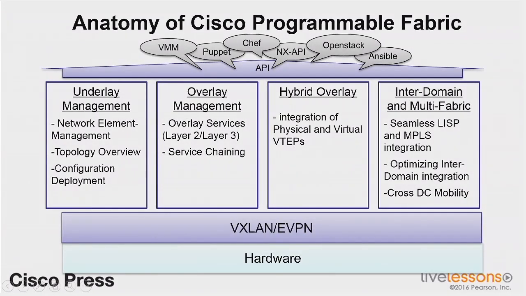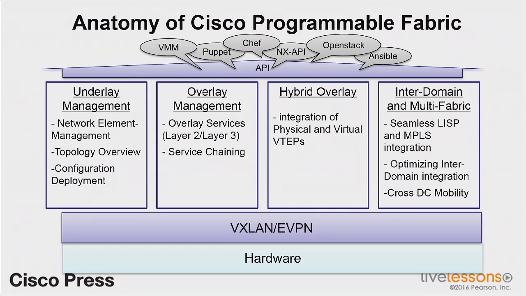The anatomy of Cisco Programmable Fabric. The first piece we need to take a look at is the foundation of the house. So here we have the hardware infrastructure, which is Nexus 9000 through 2000 series product family. On top of that, we have a standards-based VXLAN data plane and EVPN BGP control plane.